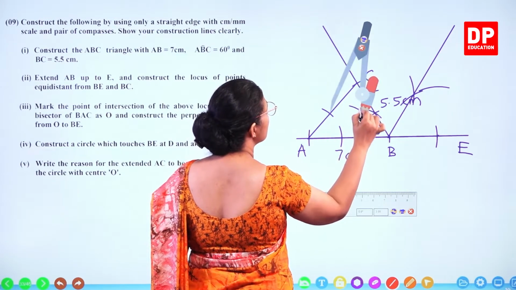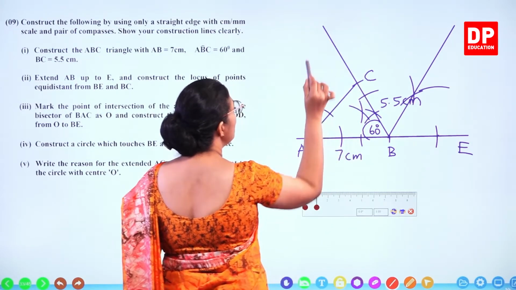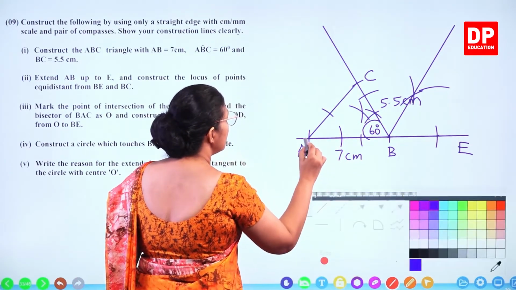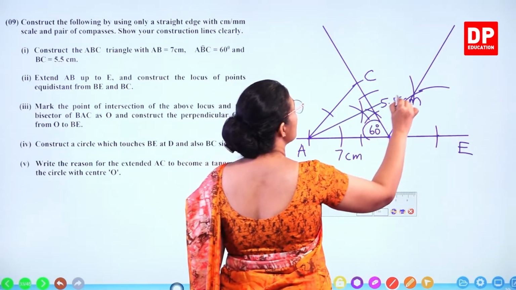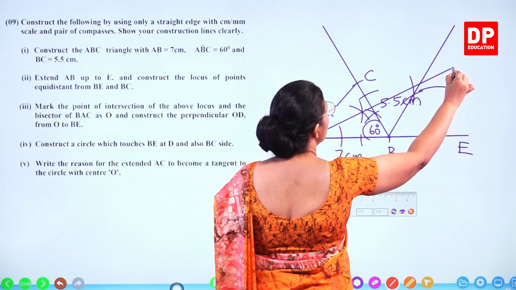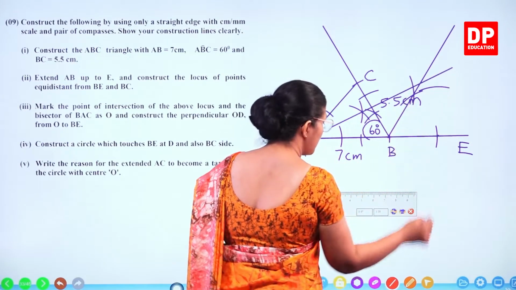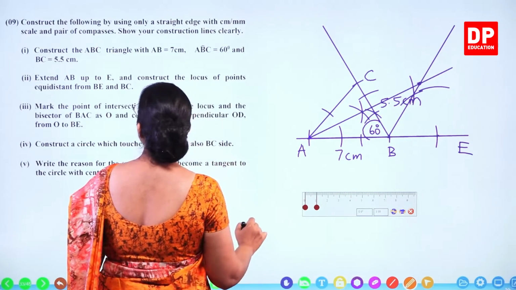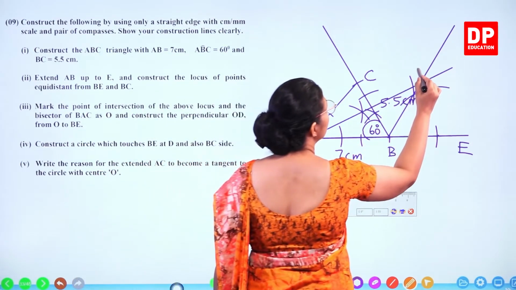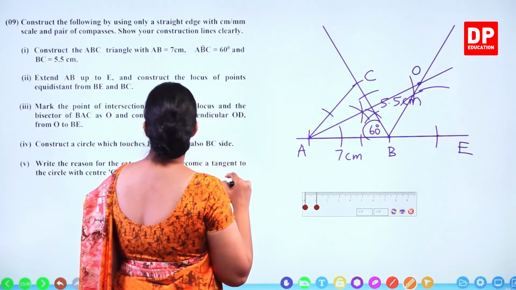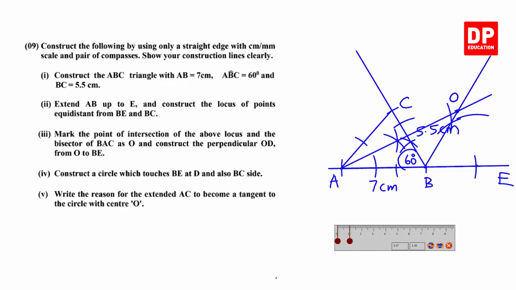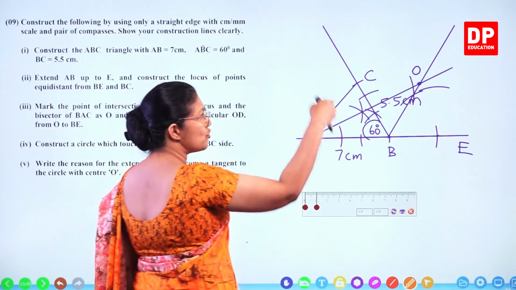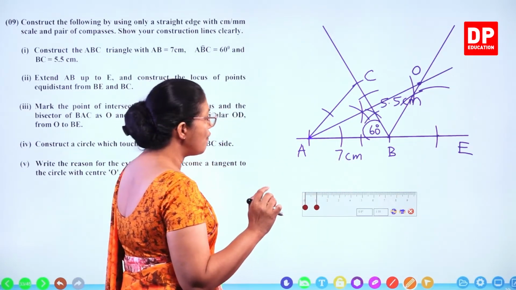Here you can mark this point, and now we'll extend this one and this one till you get the intersecting point with the other bisector. So this intersection is O. And construct the perpendicular OD from O to BE.